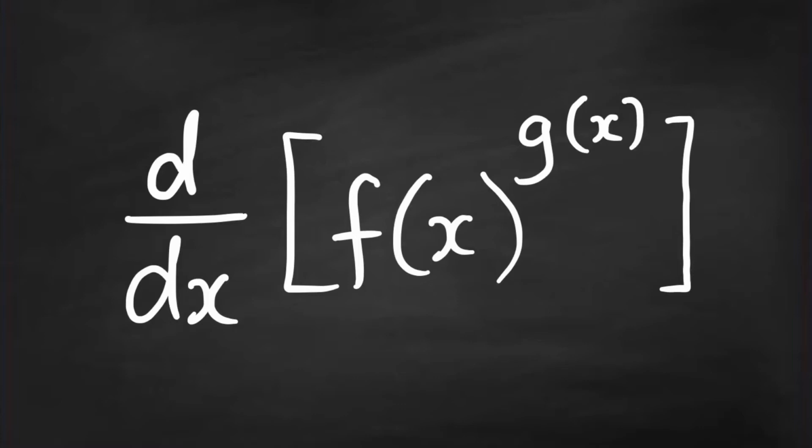Today I'm going to share with you three methods in finding the derivative of this expression, f of x raised to g of x. For sure, you already know how to find the derivative if f is constant or g of x is constant. But here we're going to consider the case wherein both f and g are not constants. So we're going to discuss three methods. And the last method is for me the fastest way to find the derivative of such an expression.